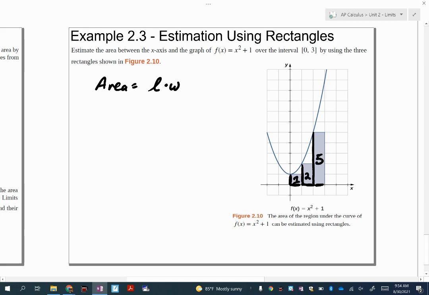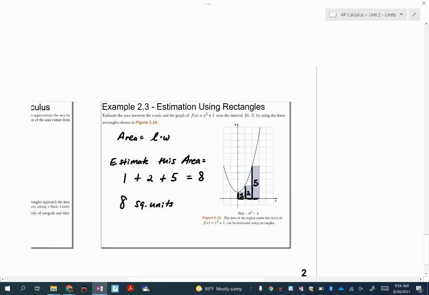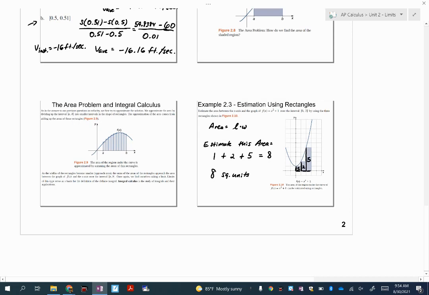So to estimate this area, I would add 1 plus 2 plus 5 to give me 8. Okay, so I'm assuming here that the 8 square units is the area that's under this curve. Again, this is just a basic intro here, nothing too intense, but again, try to read as much as you can. Okay, so that does it here for this video, for this preview of calculus.